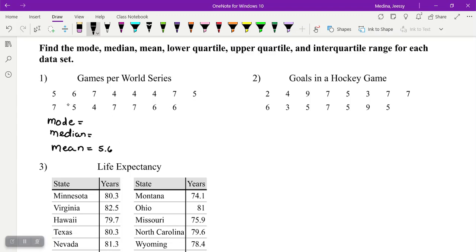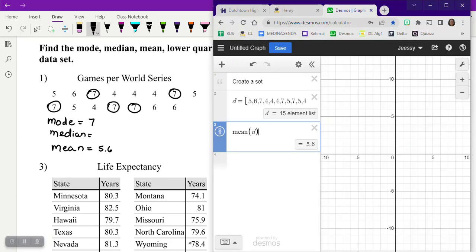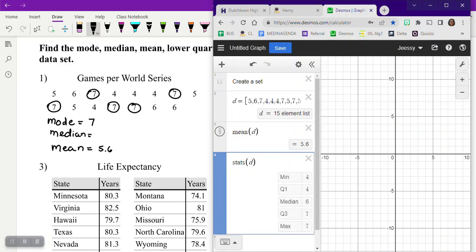For the mode, you have to look at which number repeats the most. And in this case, we have that the 7 appears 5 times. So the mode is going to be 7. For the median, you go back to Desmos, and this time you use the function stats. And it gives you this information.